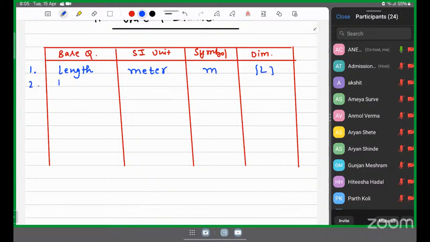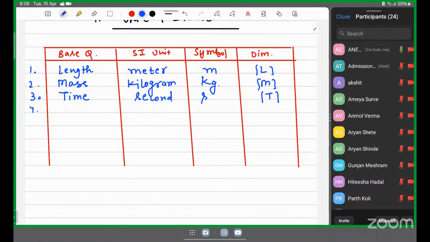Second is mass. Unit for mass in SI system is kilogram. Symbolical representation kg. Dimension is M. Then we have time. SI unit for time is second. Symbolical representation is s. Dimension is T. Then we have thermodynamic temperature. Thermodynamic temperature unit is Kelvin.